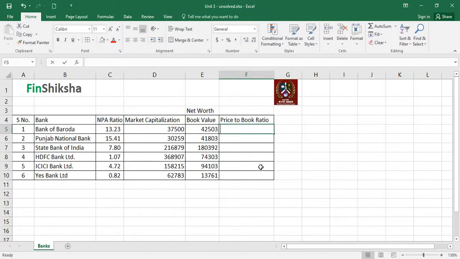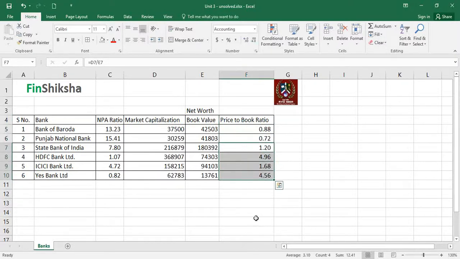Can I calculate the price to book value now? So I take the market cap, divide by the book value or net worth, and we get these values, right? Now note what is happening and try and look at the correlation that you see here. Values which are more than 1. Which are the values more than 1? These 4 are the values more than 1.